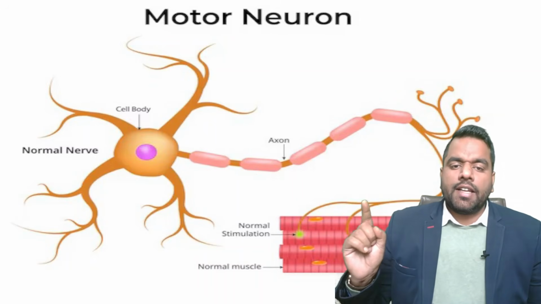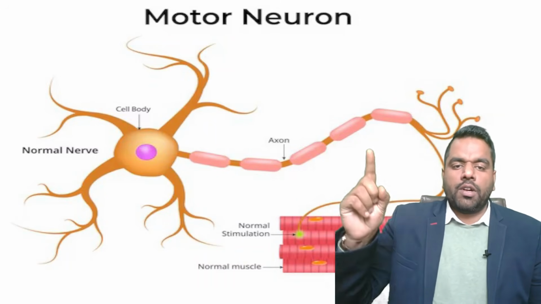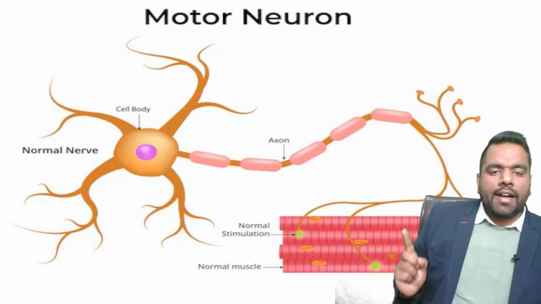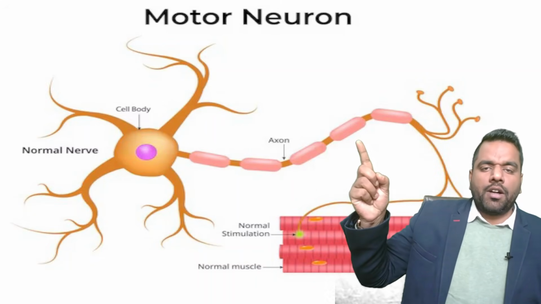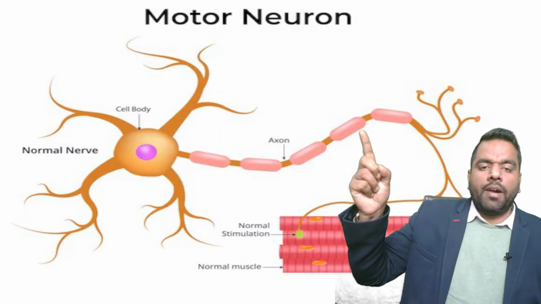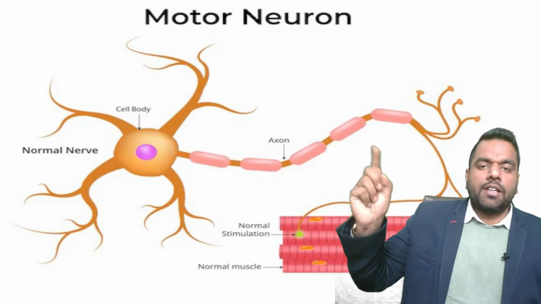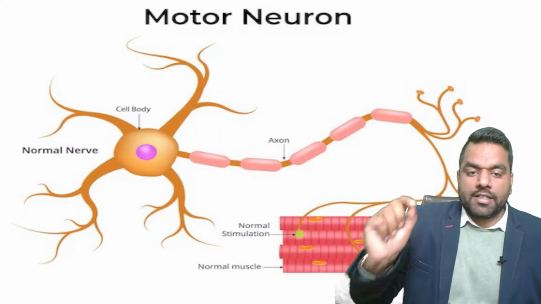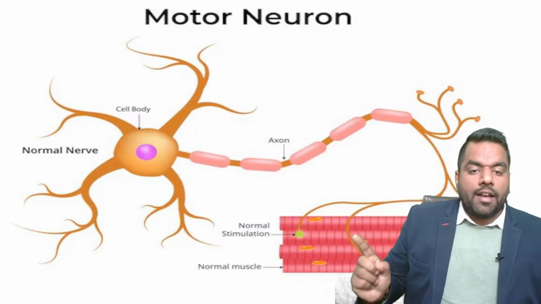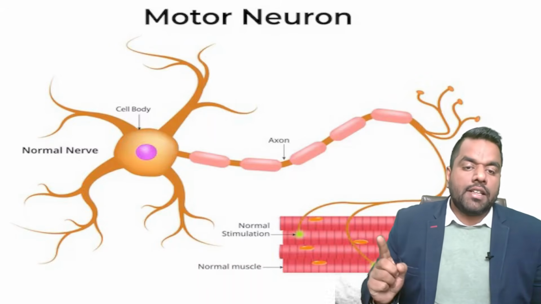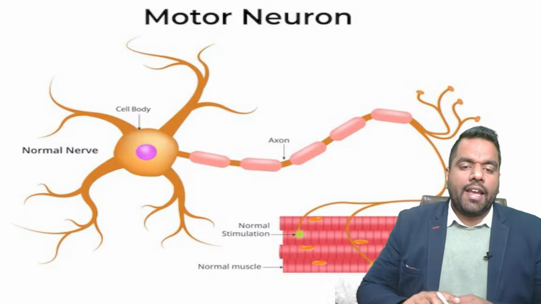The area which takes the signal out from this neuron we call the axon. And where the axon ends we call the axon terminal. This axon is the longest part of the neuron and it contains the myelin sheath over here. This myelin sheath provides faster conduction, faster signaling. Whenever this axon terminal ends on the muscle, it makes a junction we call the NMJ.